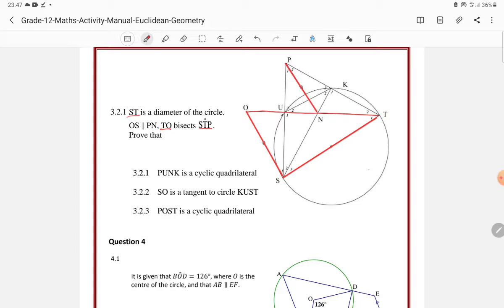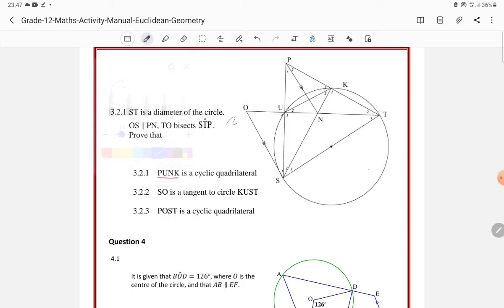TO bisects angle STP, which means this angle is being bisected by this line TO. So that means if we have X here, we would have X as well in that angle. Now, what is it that we need to prove? We are to prove that PUNK is a cyclic quadrilateral.